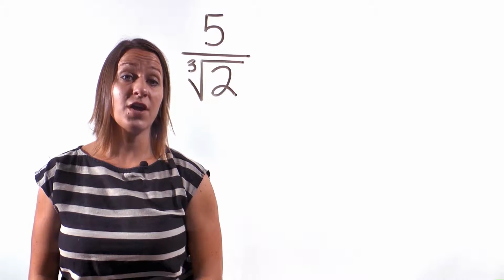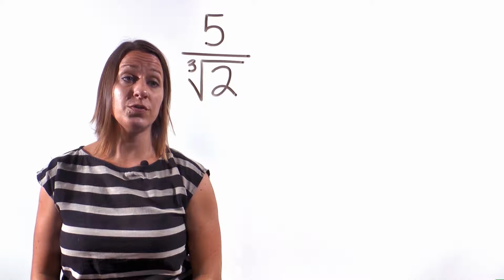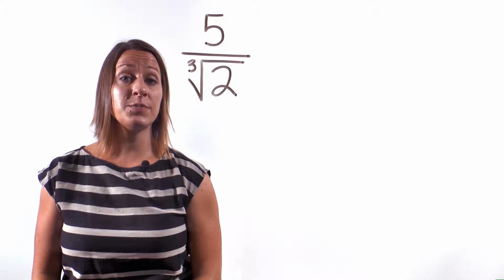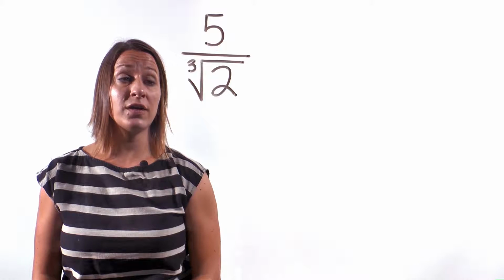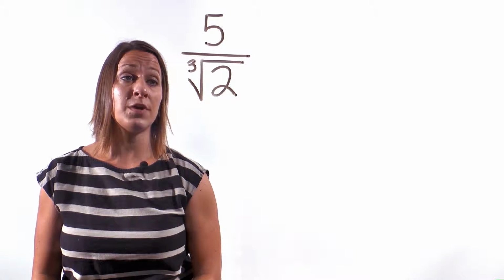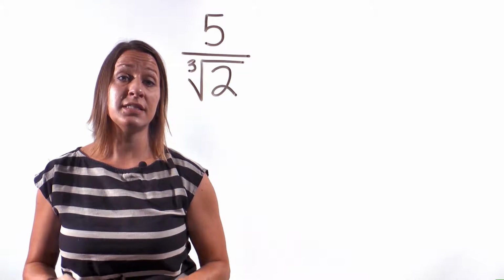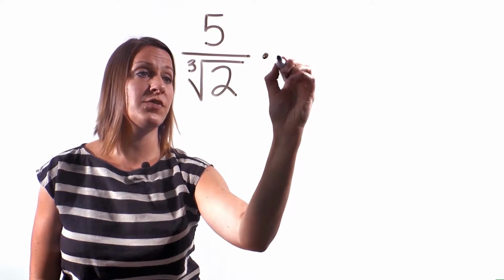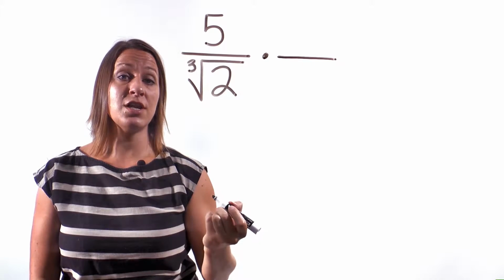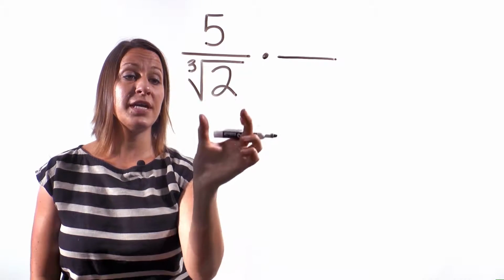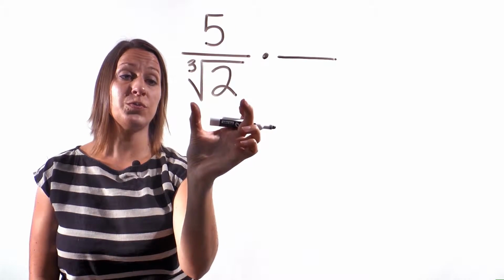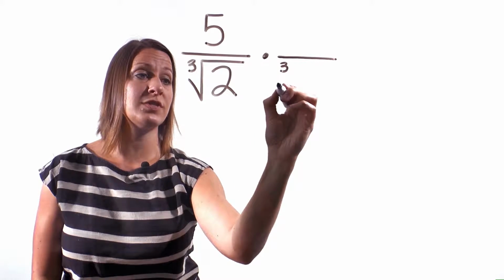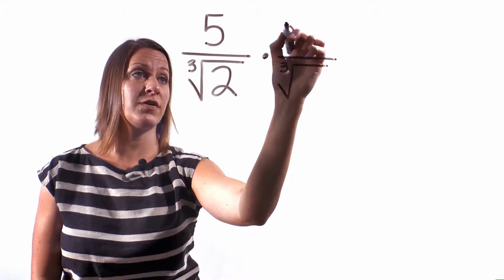We have 5 over the cubed root of 2. Now we're going to go through the same process because we're not allowed to have the radical symbol in the bottom, in the denominator. So we're going to rationalize this expression. We're going to multiply this fraction times another fraction. But because we have a cubed root symbol here, we're going to have to keep a cubed root symbol as part of our fraction.